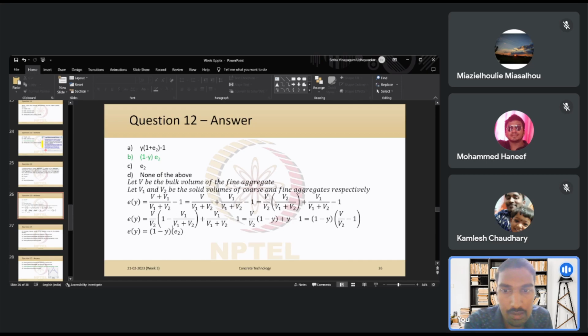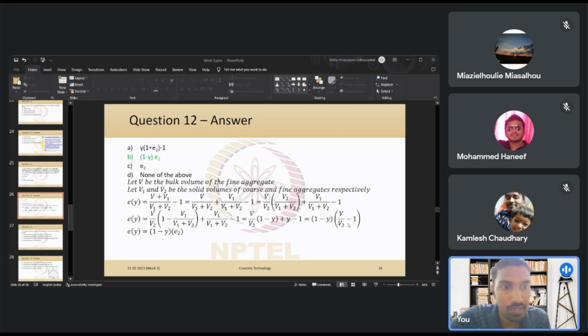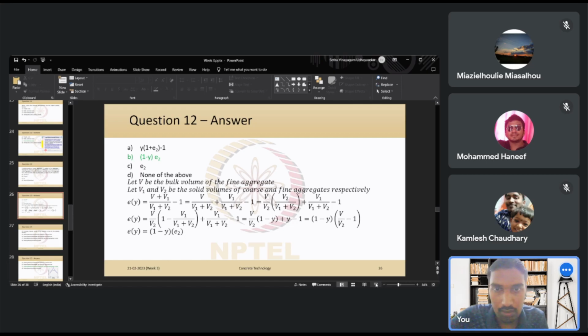So if y is the volume fraction of coarse aggregate added into a fine aggregate, then the void ratio of the mixture will be 1 minus y times E2. So that's how we find it. Okay, any questions? This was done in the lectures also, so you can go back to the lecture to revise that. If you have any doubts, you can ask.